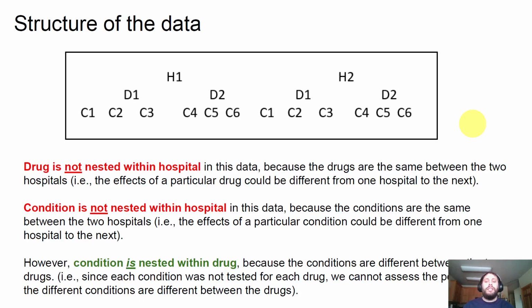However, condition is nested within drug here. So you've seen this before, because the conditions are different between the two drugs. As we can see, drug 1 only experiences C1 through 3, C1 through 3, and drug 2 only experiences C4 through 6, C4 through 6. So condition is nested within drug, and so we can assess if there's an interaction between the two. I'm sorry, we can't say that there's an interaction nested between the two. My apologies.